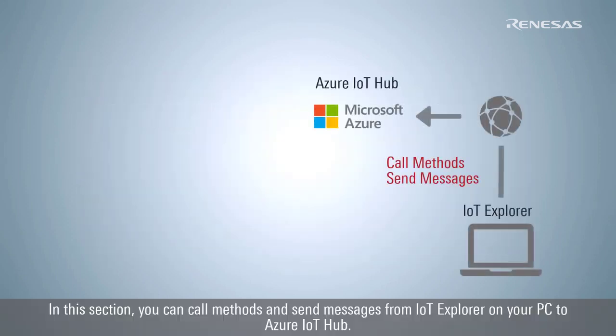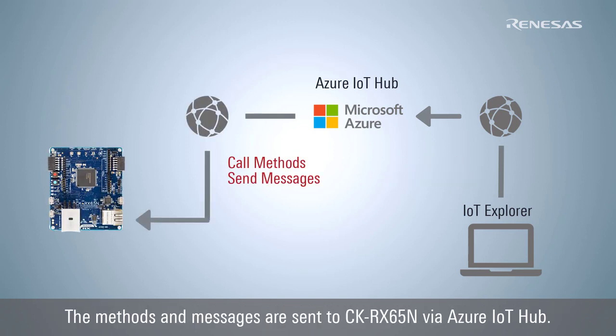In this section, you can call methods and send messages from IoT Explorer on your PC to Azure IoT Hub. The methods and messages are sent to CK-RX65N via Azure IoT Hub.